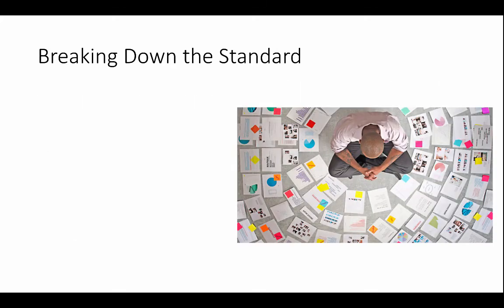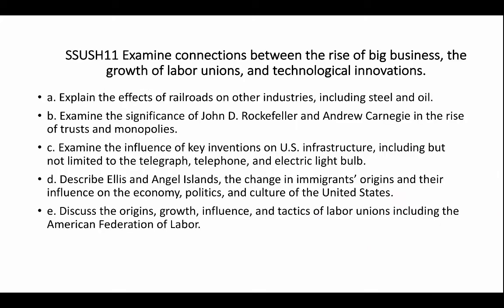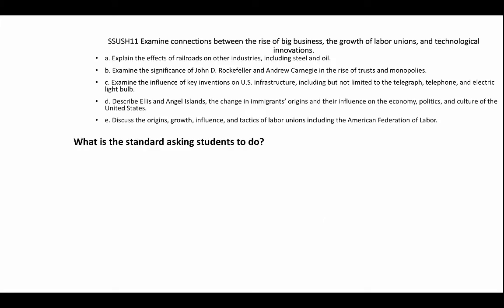Now, before we jump deeply in, I think it would be beneficial to break down the standard in a way that the DOE illustrated to me that I really like. What they were saying is to break it into content, cognitive demand, and context, which some of us probably already do, but maybe not in a systematic way. So let's take a look at the one we're going to talk about for the rest of the screencast. This is Standard 11: examine connections between the rise of big business, the growth of labor unions, and technological innovations.